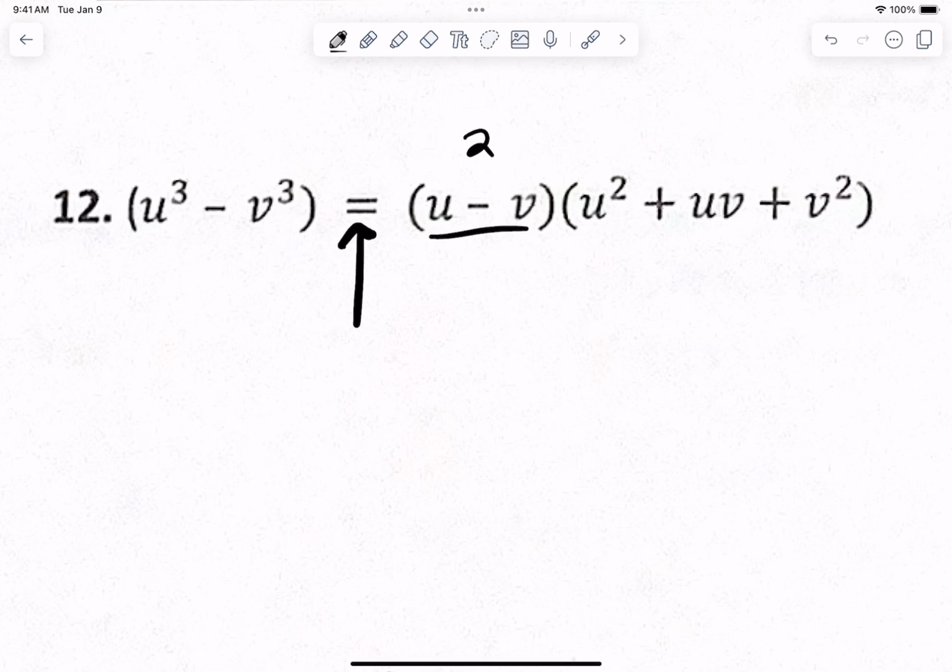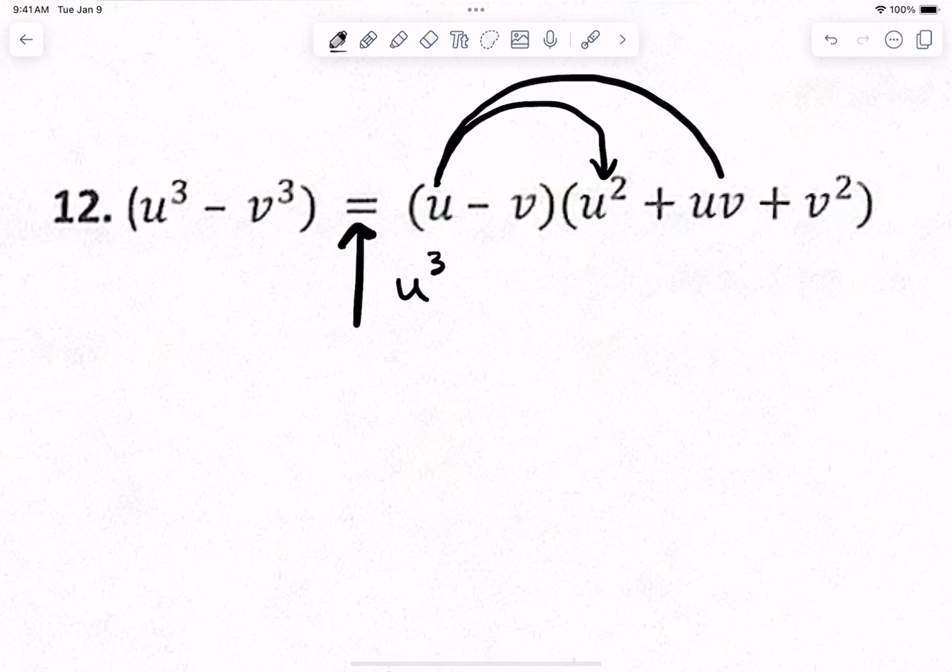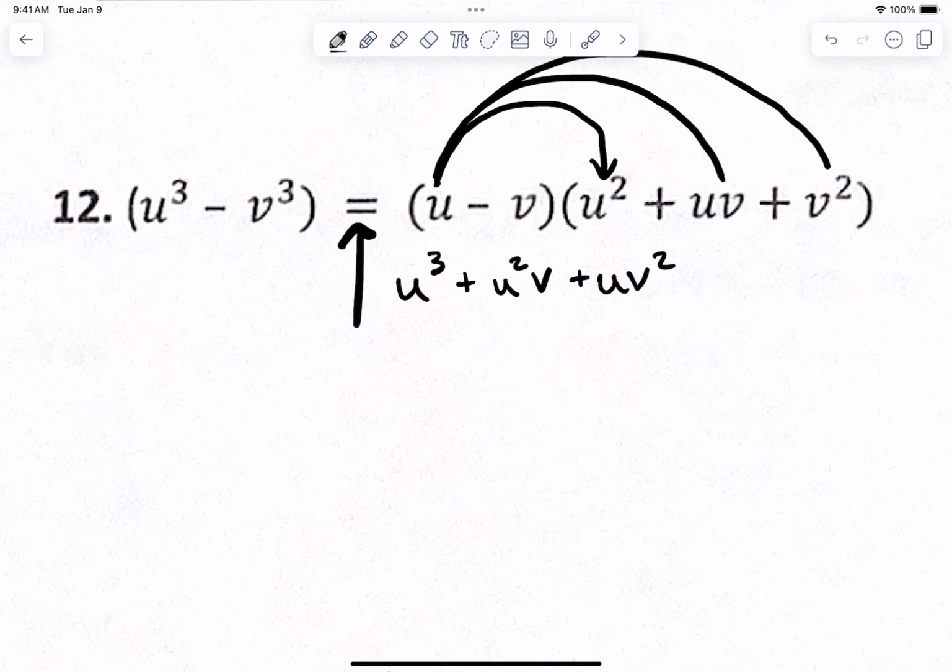This is 2 pieces right here. This is 3 pieces. We have a binomial and a trinomial. We have to multiply those together. So let's start with u. What do you take u times first? U squared. That becomes u cubed. Then I take u times v, which is u squared v. Then I take u times v squared, which is uv squared. Okay, now the u is done.